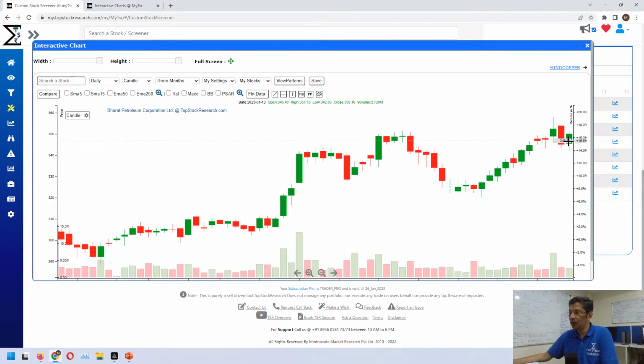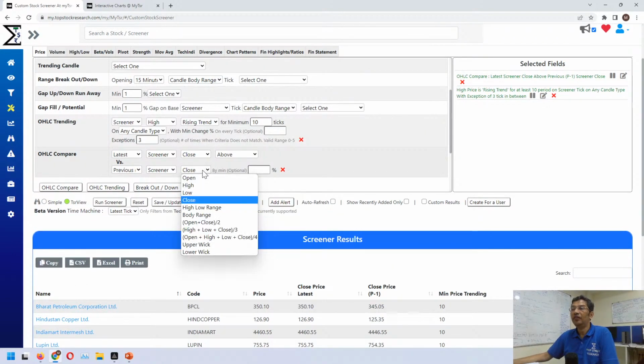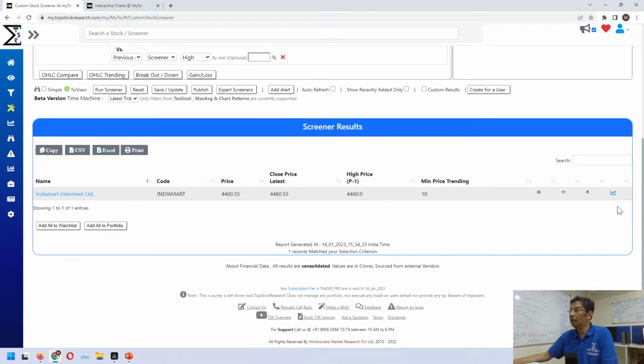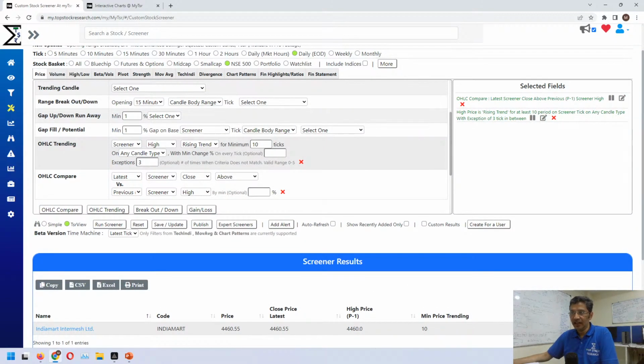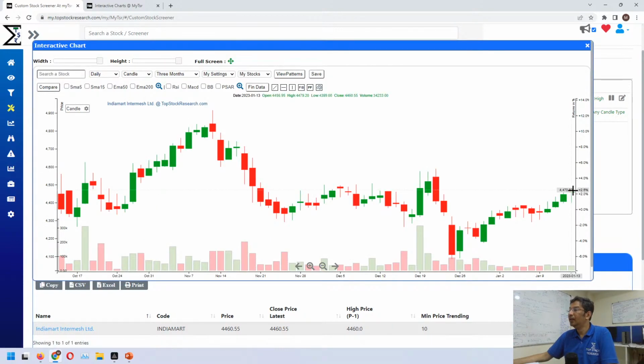If you want, what we have done is just higher than the previous close. What you can do is check whether the close is higher than the previous high. Just changing it from close to high is how you will be able to filter. So there's only one stock wherein the minimum trending period is 10 with 3 exceptions, and the latest is higher than the previous high. So you'll get there. This is how you can mix and match strategies.